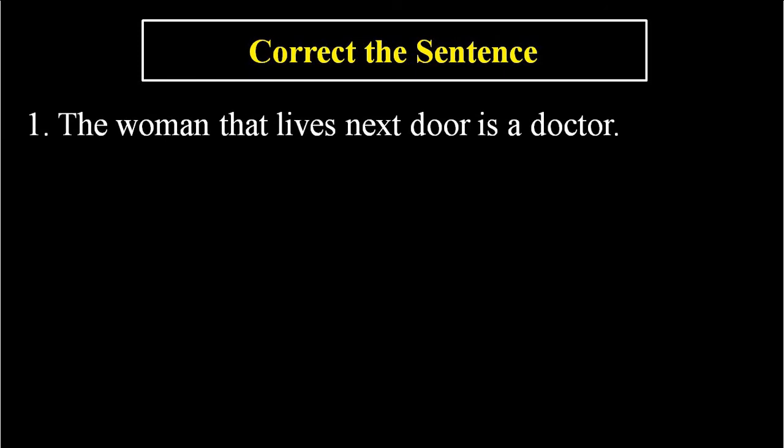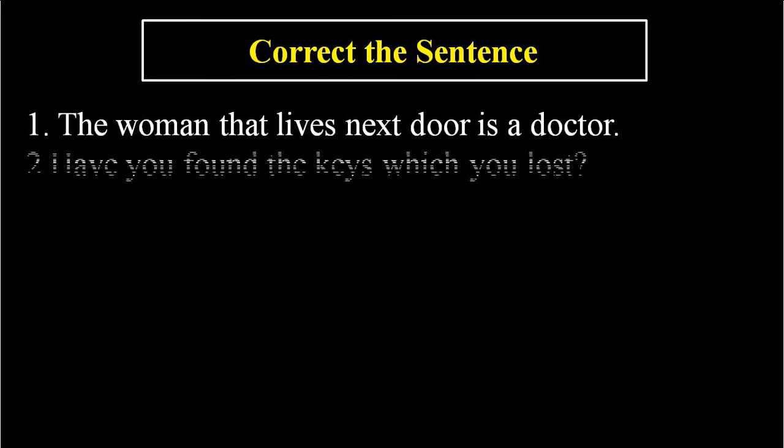Look at a few more examples. Say, the woman that lives next door is a doctor. Woman means a human being, that's why who lives next door is a doctor will be the correct one.